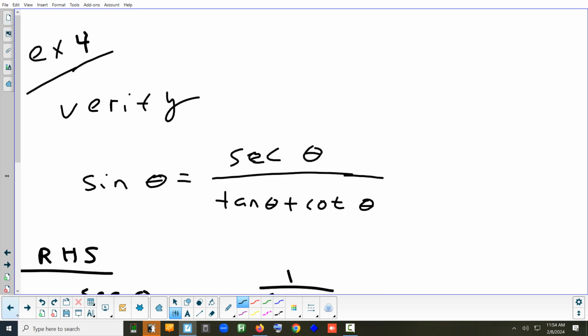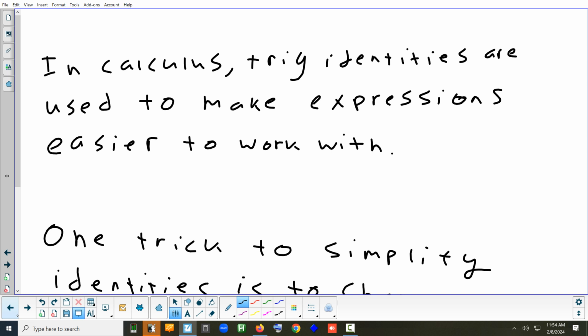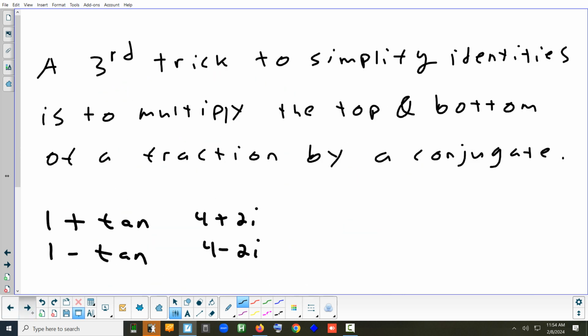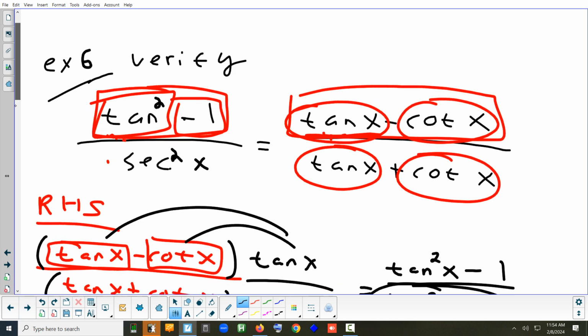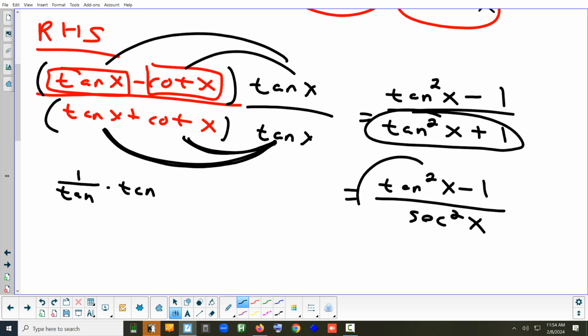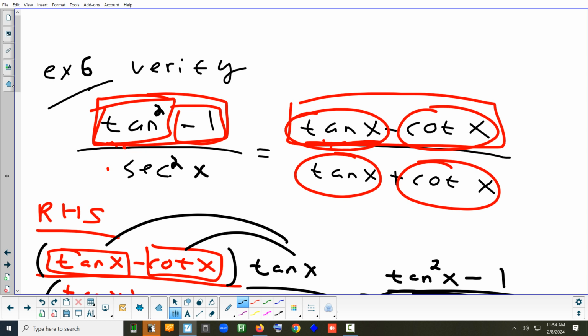Okay, so let's go back here. Where was it? Nope. There we go. So 1 plus tangent squared, the bottom turns into secant squared. So the top, tangent squared minus 1. By a Pythagorean identity, the bottom turns into secant squared. And that is exactly what was on the left-hand side.